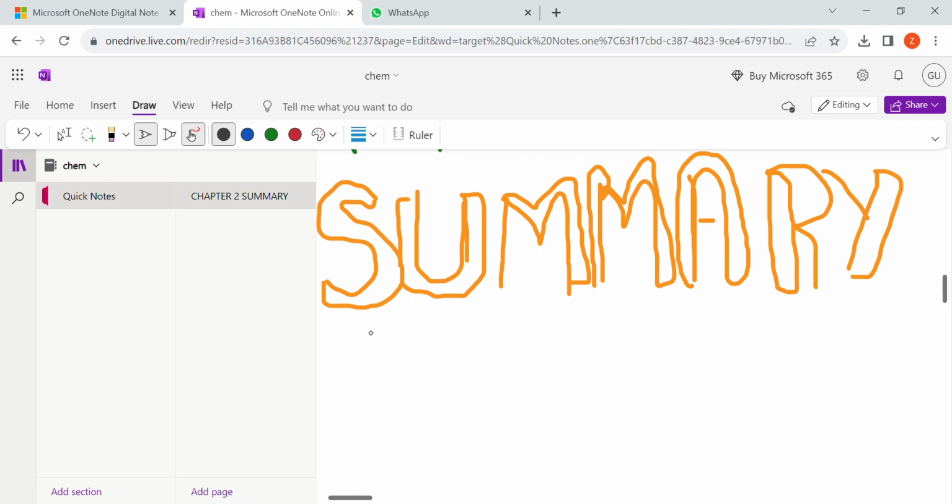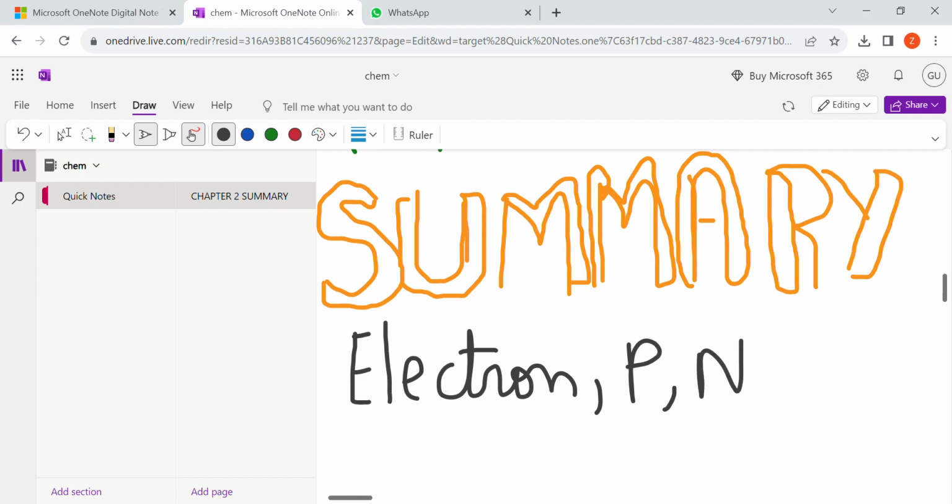Okay, we have done our cathode rays, discovery of electron, protons and neutrons. We have done that. Okay, then we have done their experiments. Alright, cathode rays, anode rays, discharge tube experiment. Alright, we have done that experiments.